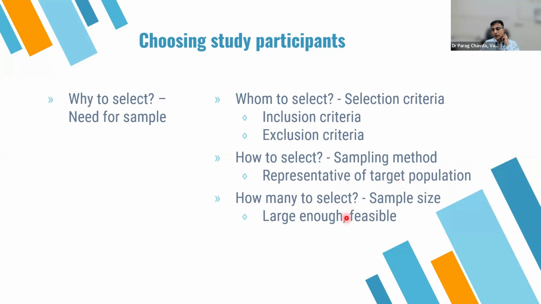The last part is how many to select, the sample size. If our study is quantitative, we'll be using some formula to arrive at the sample size. And we'll have a separate short video demonstrating one of the tools for sample size calculation. Mostly we'll be demonstrating on the statulator, which is one of the tools for sample size calculation. We'll be recording a video and making it available in the classroom.